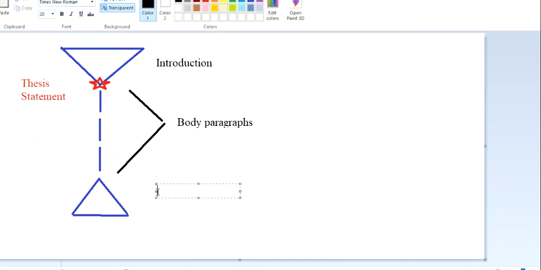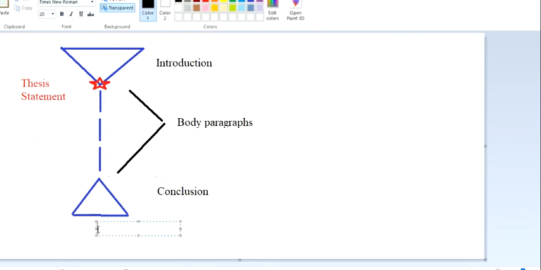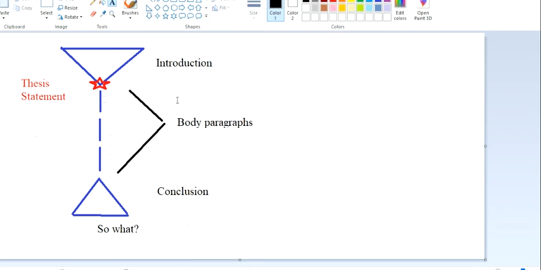Then in your conclusion, down here at the bottom, you get broader again. Not too broad, but in general, we can think of the conclusion as the "so what." What are the broader implications of this? You've talked about this topic. You've written this essay. Who cares?